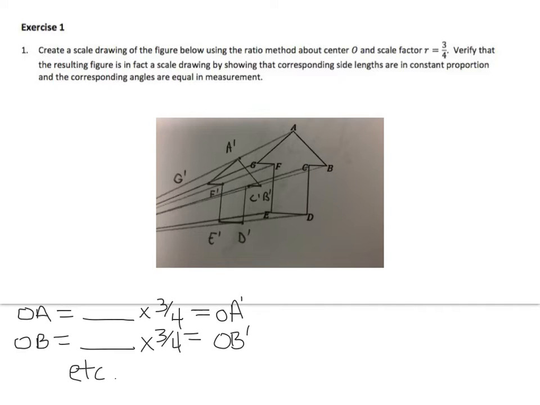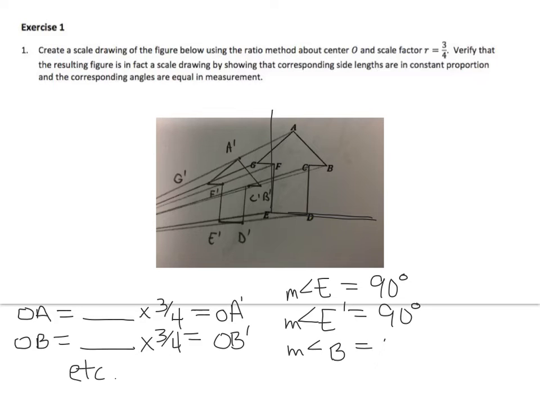All right, the angle measurements, you can take a protractor and extend the lines a little bit and measure that. Angle E looks to be about 90 degrees, so angle E prime should hold that angle at 90 degrees. The measure of angle B was 45 degrees when I measured it, so the measure of angle B prime should also be 45 degrees. Our angle measures don't change when we scale a drawing.